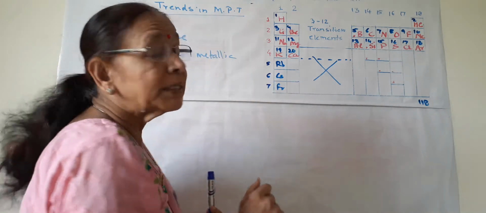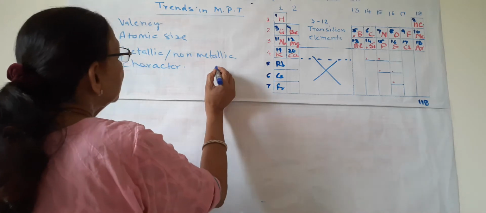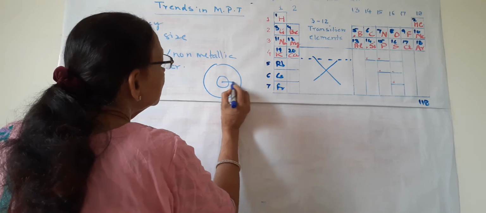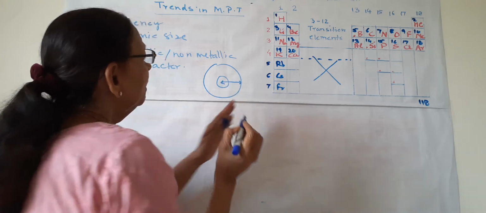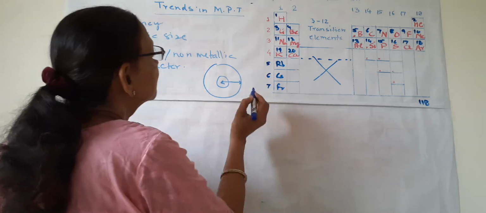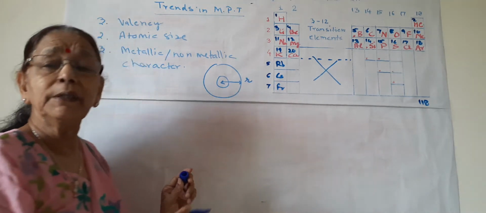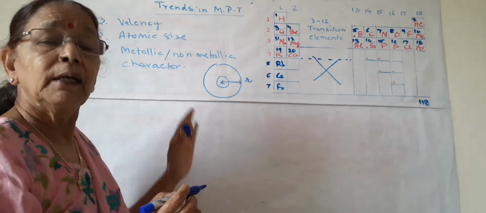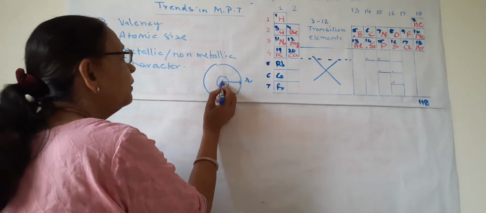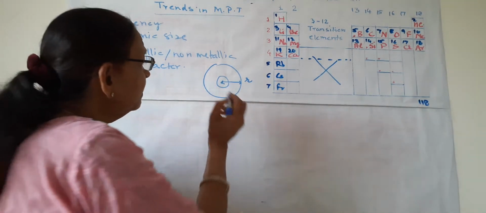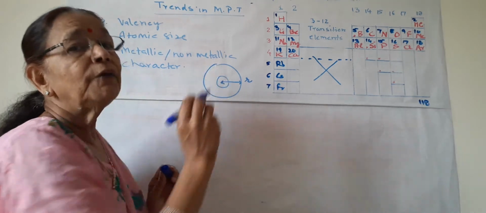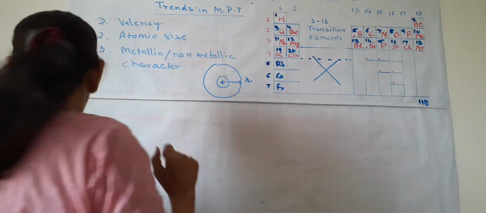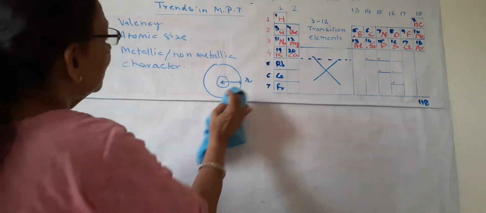Now about the atomic size. I have told you that the size of the atom is taken from the center of the nucleus up to the last valence shell. This distance is known as the radius of the atom, and by this radius we can measure the atomic size. The center of the nucleus, where protons and neutrons are present, and the outermost valence shell, where electrons are present, we can determine the atomic radius. So atomic radius is determined like this.